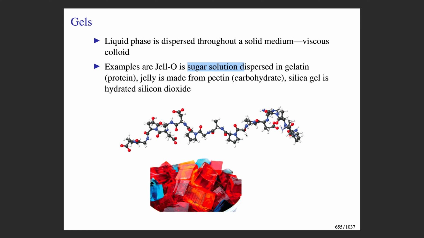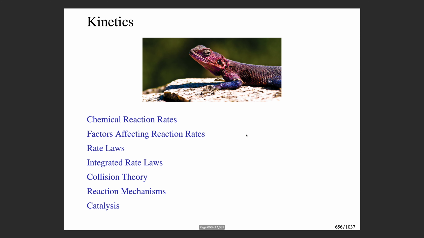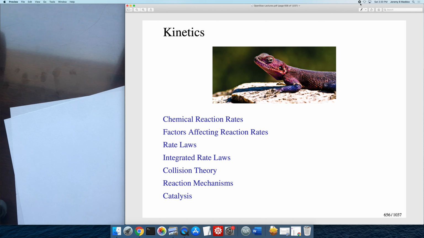Jelly is another example of a gel, where you have sugar and sugar solution dispersed throughout a carbohydrate called pectin. Silica gel is another example. In that case, you have a hydrated silicon dioxide. And so those are the colloids. I'm going to stop this video here, and we'll start the next one with the next chapter on chemical kinetics.